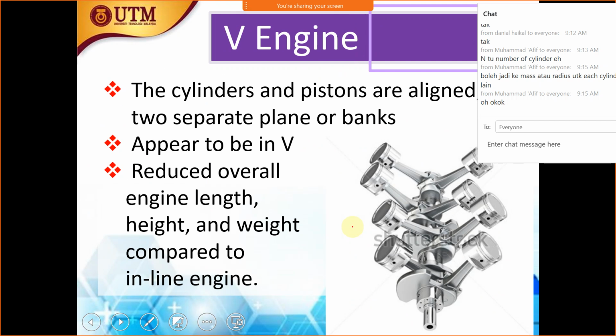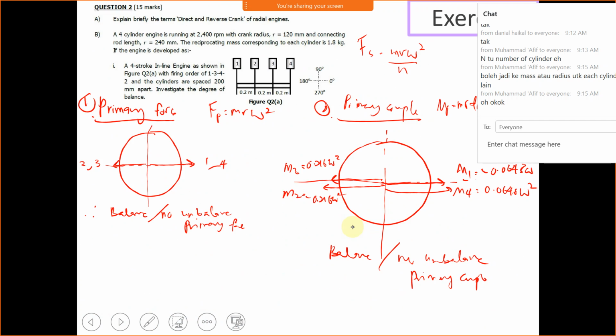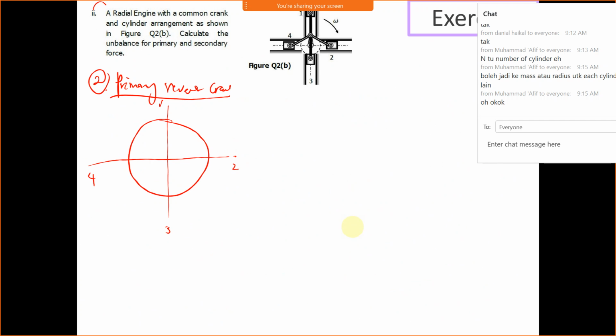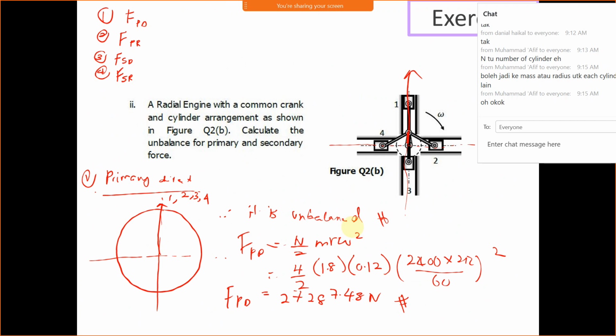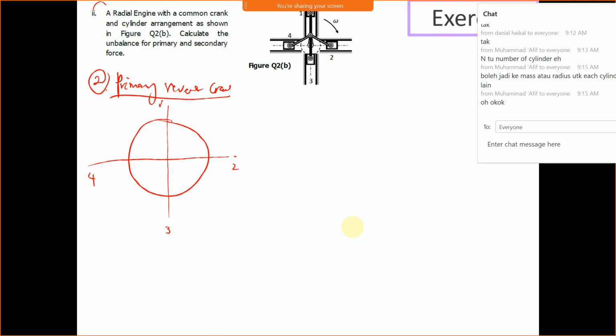Okay. FPD number 1 dekat mana? What is our FPD number 1? FPD number 1 is upward. So, same lah. Should be upward. So, this is FPD 1. Sorry, primary reverse, FPR 1 kat situ.